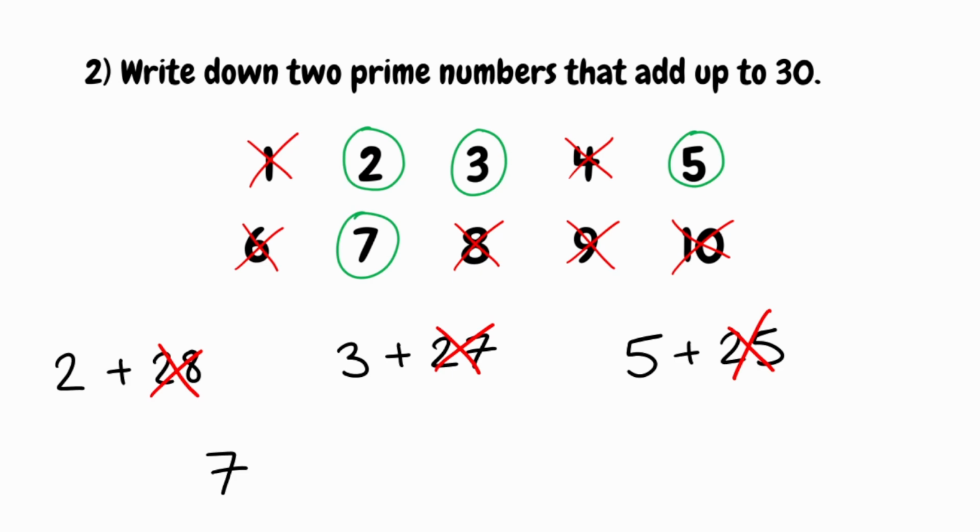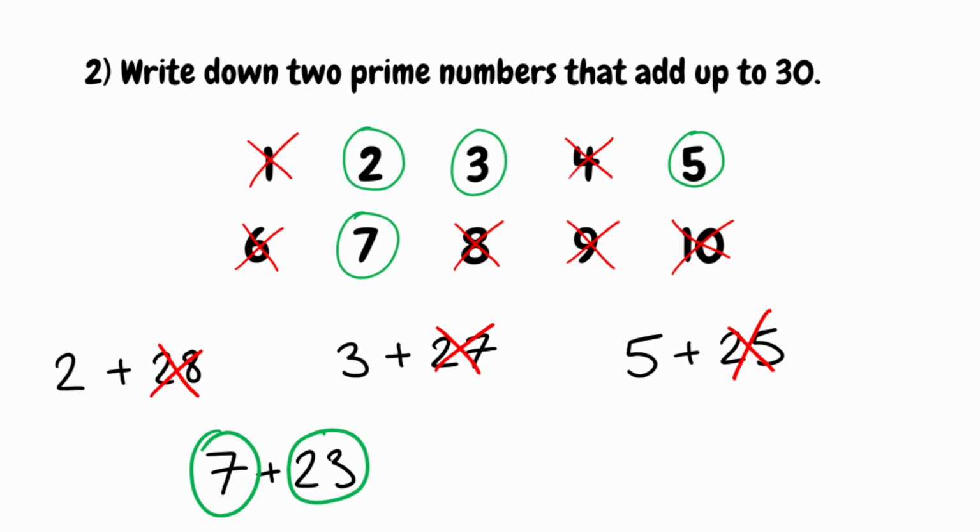Okay, so let's try 7. If we started with 7, we would have to add on 23 to make 30. Well, is 23 a prime number? Well, it is, because the only factors of 23 are 1 and 23. So 23 would be a prime number. We already figured out at the beginning that 7 was a prime number. So we can use these 2 prime numbers to add together to make 30.